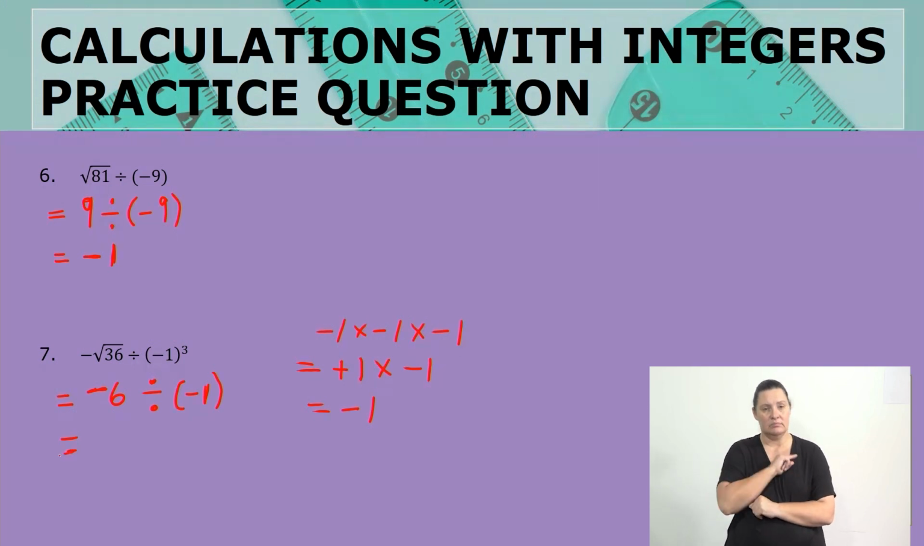And then because I am dividing two negative numbers, I am going to say a negative divided by a negative gives us a positive, and then 6 divided by 1 is going to give us an answer of 6. So negative 6 divided by a negative 1 will give us a positive 6.